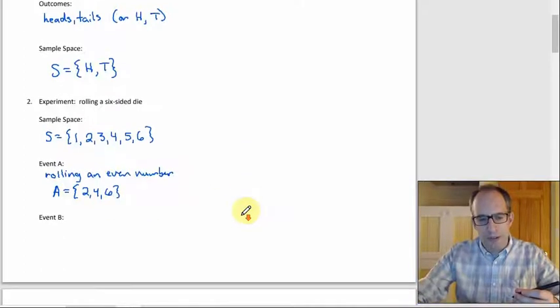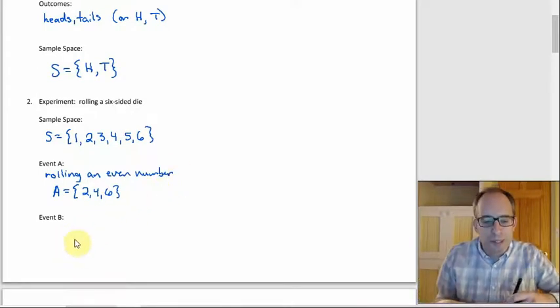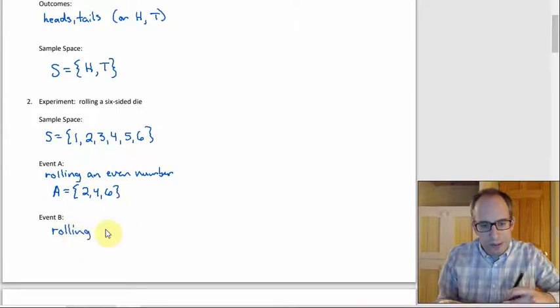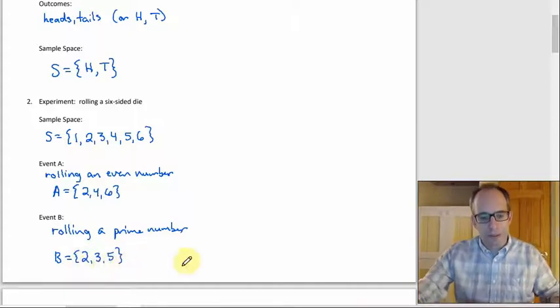Then how about for event B? I could make it odd, but that seems too obvious. How about rolling a prime number? That's a little bit different at least. So for B, we'll say rolling a prime number. So then B would be the set consisting of, and if you look up at the sample space here, the prime numbers in there are 2, 3, and 5. So 2, 3, 5. All right.